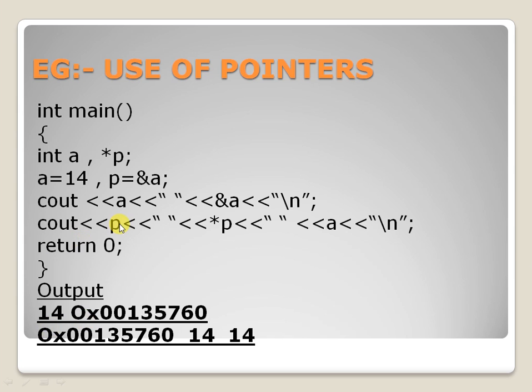So the second statement was cout p and cout star of p. cout p is the memory address. If you write p directly, it will give the memory address, and if you write star p, it will give you the value of the variable, that is a. So a was having 14, and since the pointer was pointing to the variable a, you'll get 14 over here. And similarly 14, since you are directly printing a, it will give you 14.